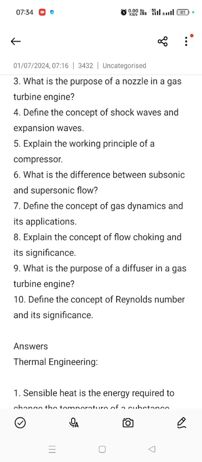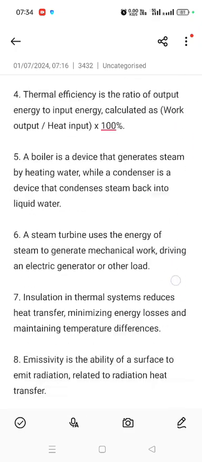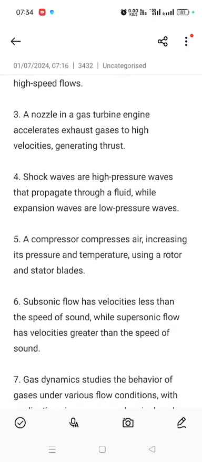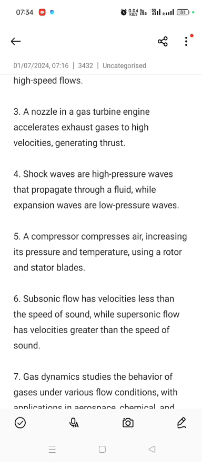Define the concept of shock waves and expansion waves. Now its answer: shock waves are high pressure waves that propagate through a fluid, while expansion waves are low pressure waves. So in simple words, we can say shock waves are high pressure waves, and expansion waves are low pressure waves.